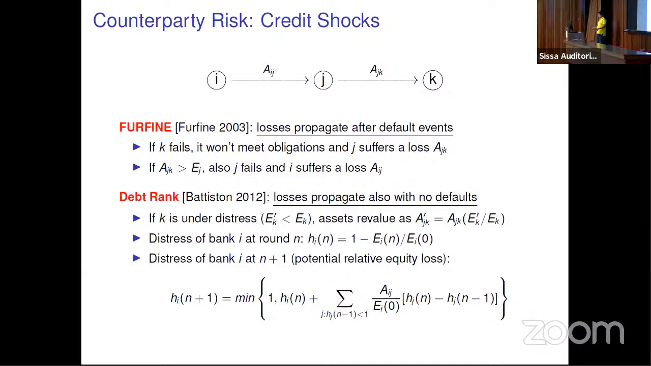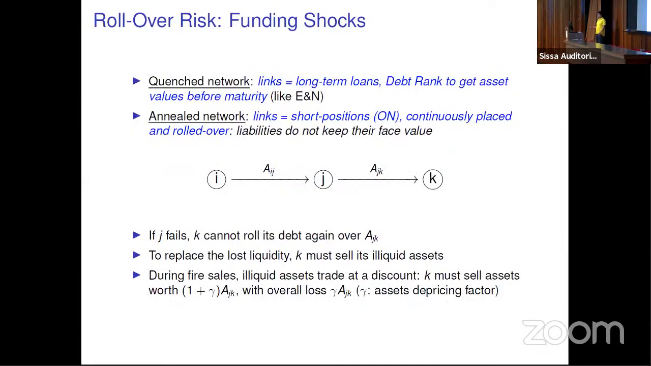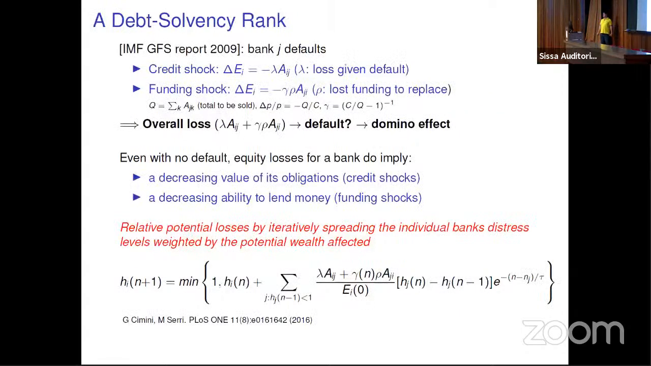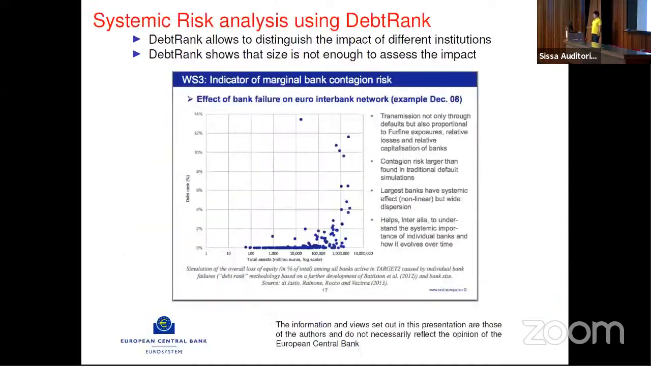This is general enough to include other kinds of shock propagation channels. What I showed now is called credit shocks, but there are different kinds of shocks, like funding shocks and liquidity shocks. It's possible to extend this framework to account for different kinds of shocks. These are just a couple of examples of how DebtRank has been used by policymakers.